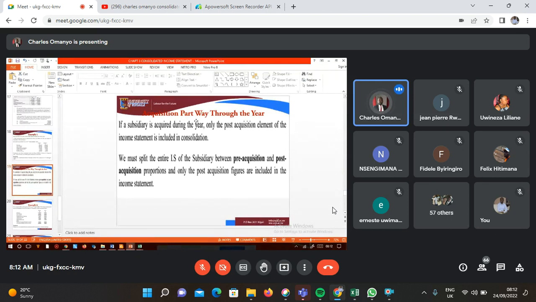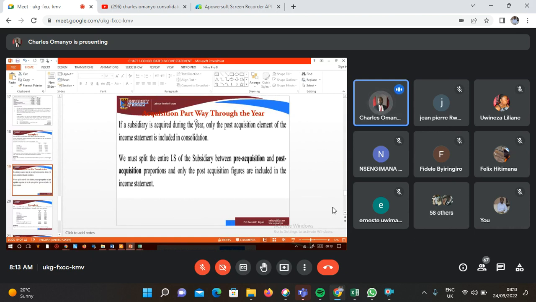So if our balance sheet ends 31st December 2021, and a company was acquired on 1st June 2021, it means that company was acquired during the year. That is what we want to look at here. Always read exam questions carefully to know when the company was acquired.